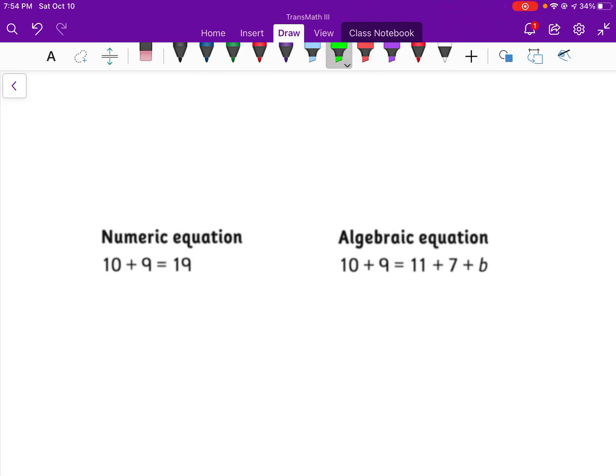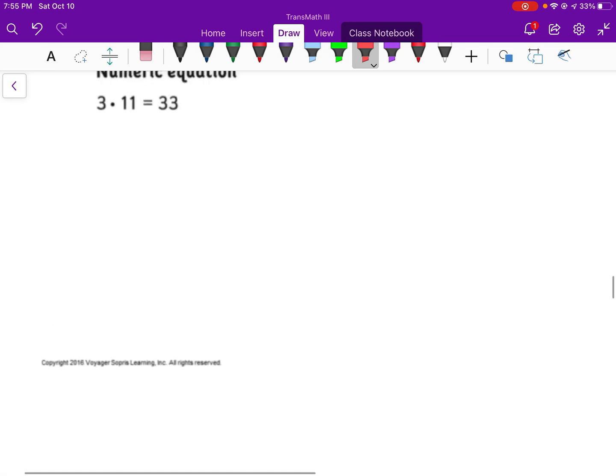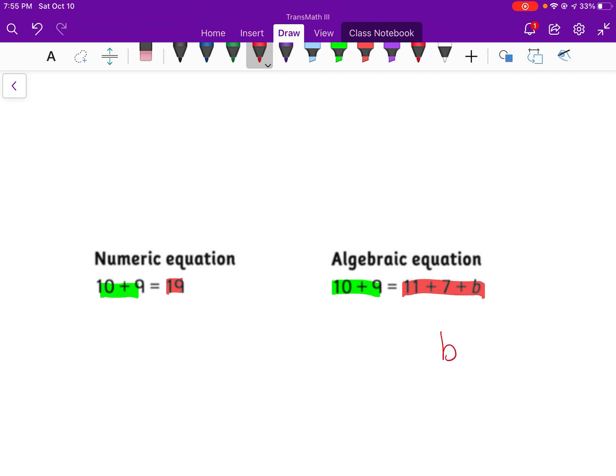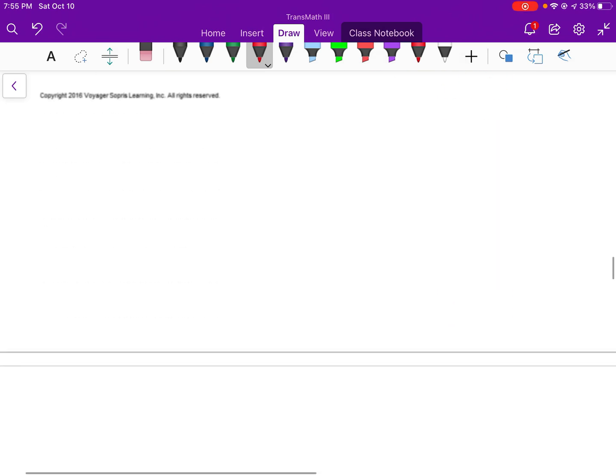So for them, they just left the 10 plus 9. But now for the 19, they wrote it in a way that had a variable. In this case, 11 plus 7, that gives us 18, but that's where they said the plus b. So the b is representing the 1, but we write it as a variable. Let's go back real quick. b is equal to 1. If we replace b with 1, 11 plus 7 plus 1 is equal to that 19.